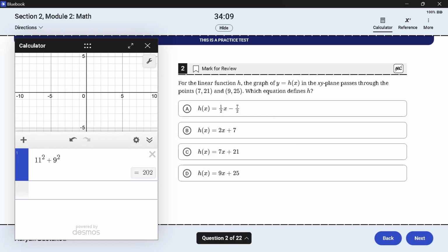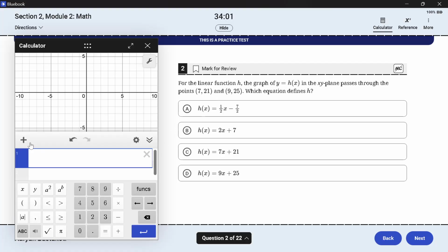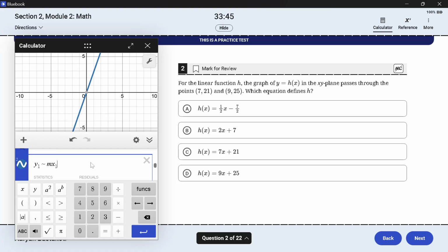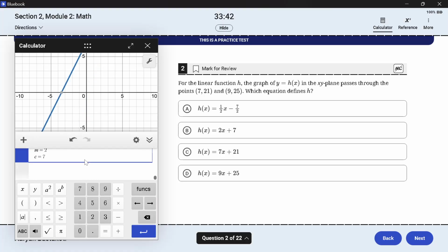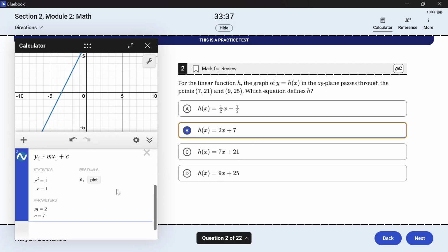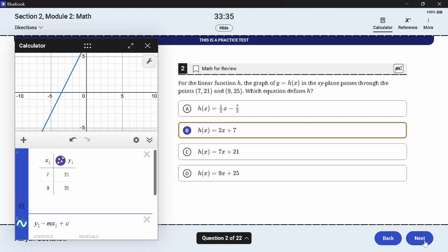For the linear function h, the graph y equals h(x) in the xy plane passes through these points. Which of the following defines h(x)? So again, we could use a table here. 7 and 21, then 9 and 25, then y equals mx plus c. If you do it, y is equal to 2x plus 7.